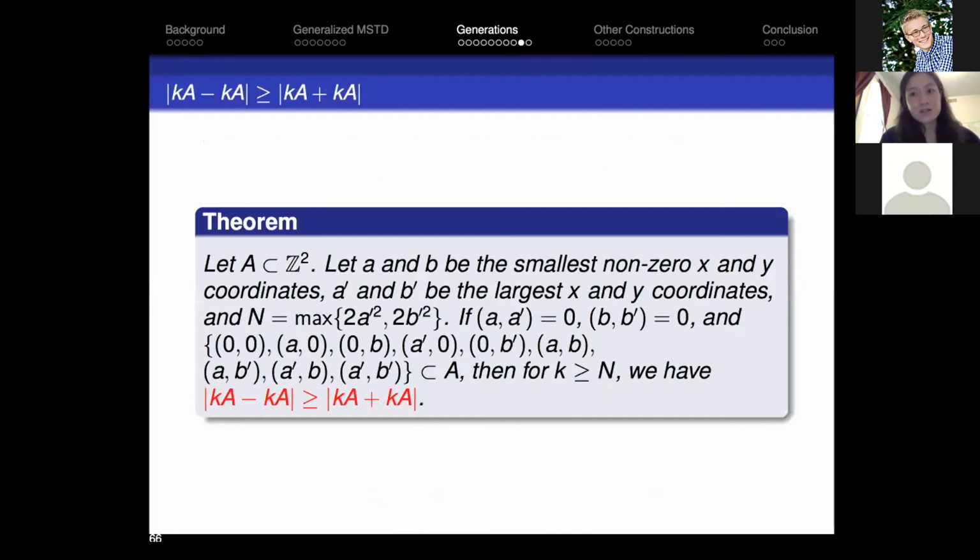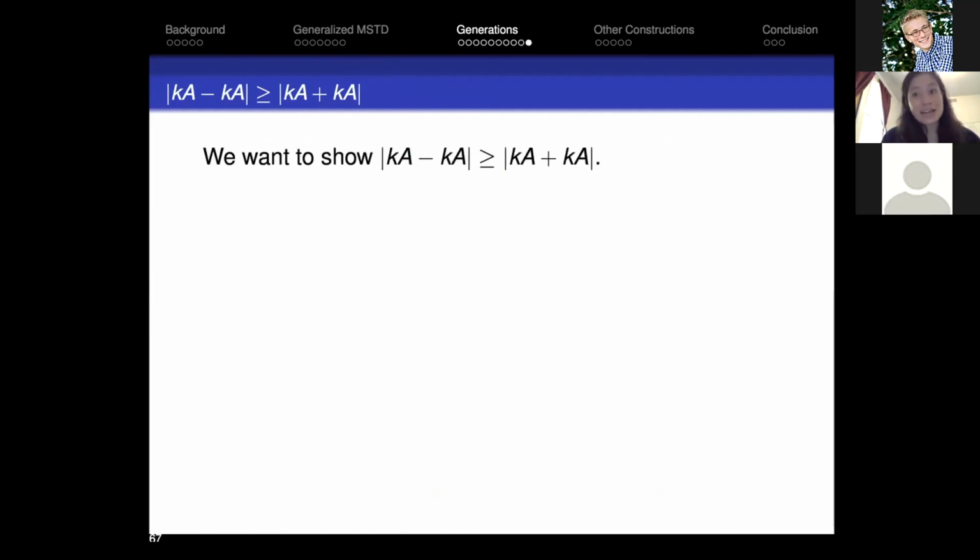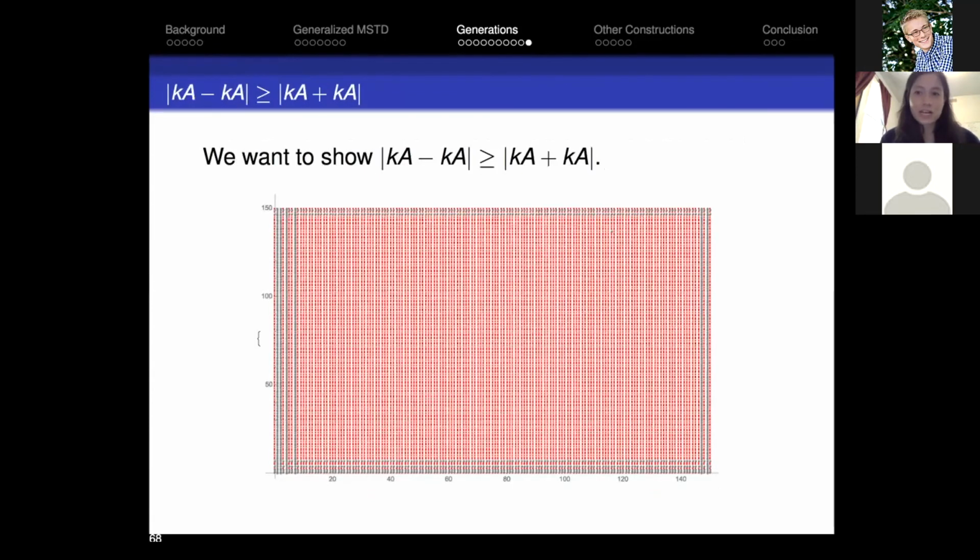Then we can use the previous theorem to prove this one, which states in the end that the cardinality of Ka minus Ka is greater than or equal to the cardinality of Ka plus Ka for sufficiently large K and for the specific sets A with the properties we want. So again, we're going to use a picture to explain the proof.